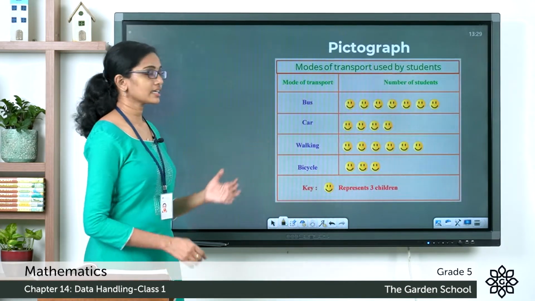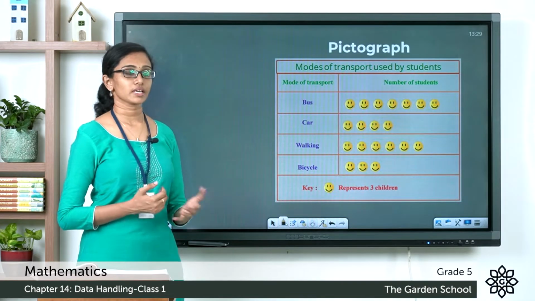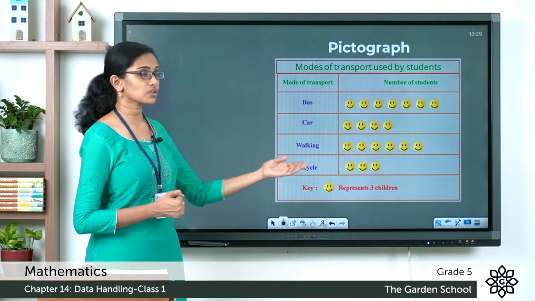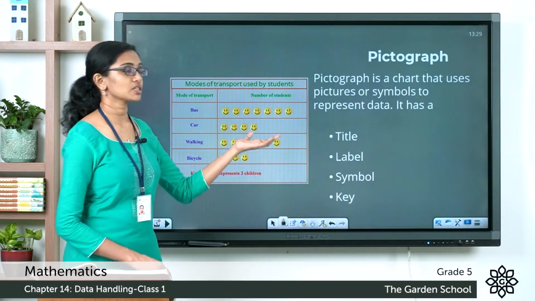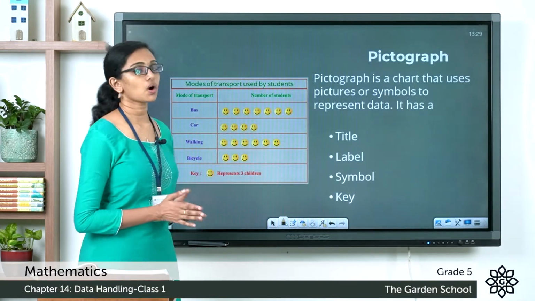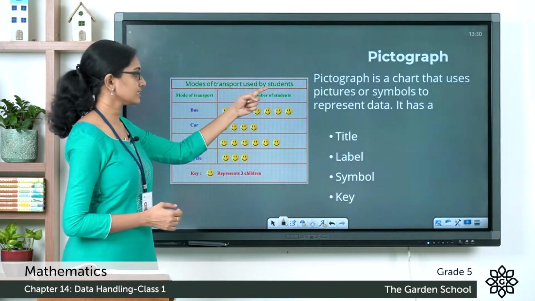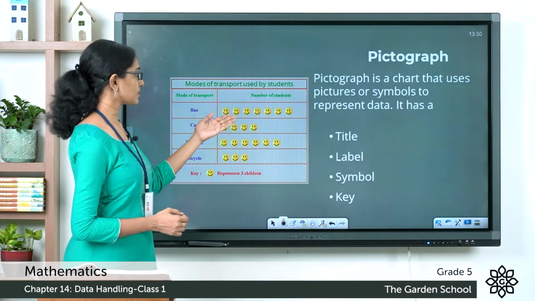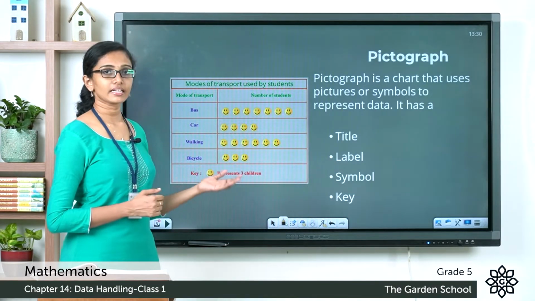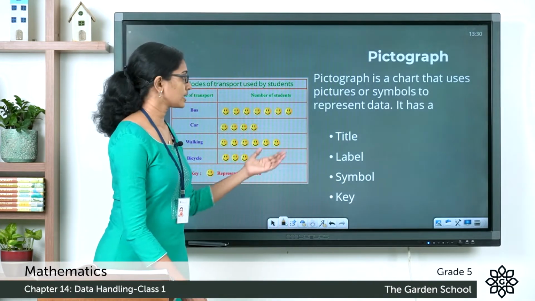So here is an example of a pictograph. A pictograph is a chart that represents data using pictures or symbols. Let's see that again. A pictograph is a chart that uses pictures or symbols to represent data, and it has a title like this, it will have labels like this, and it will use symbols or pictures like this, and it will also have a key like this. So what about each of these?